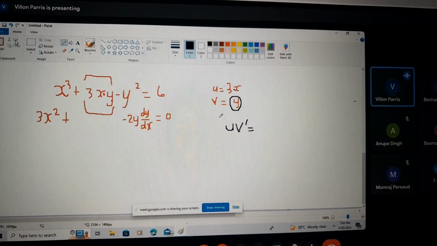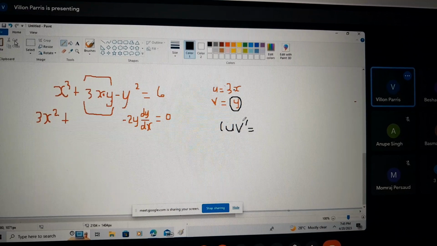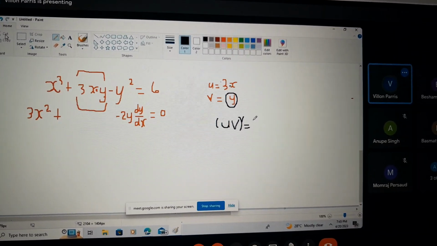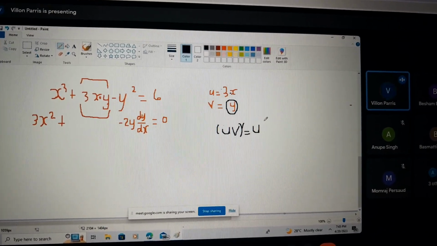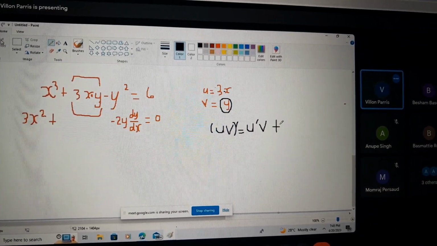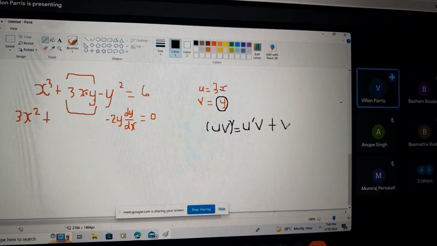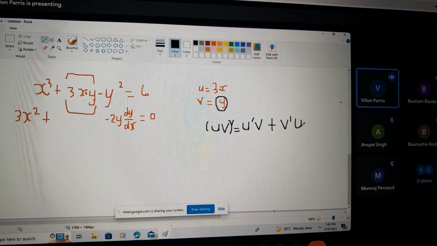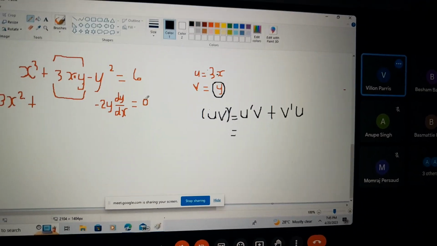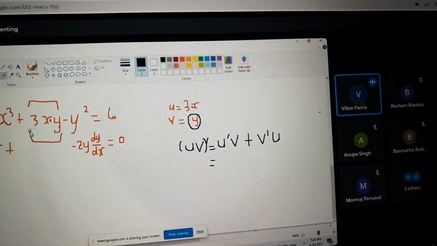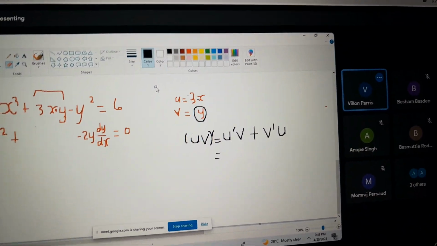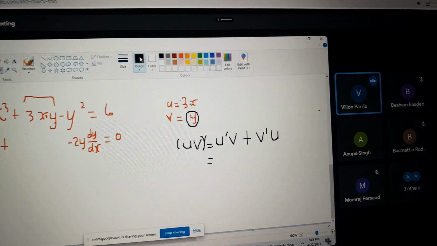So that's the derivative of the product. What it says: differentiate the first, so it will be u prime, leave the second, put back v, plus differentiate the second, which is v prime, leave the first, put back v. Is this clear with everyone? Or is there anyone who's not clear with this, the product rule?